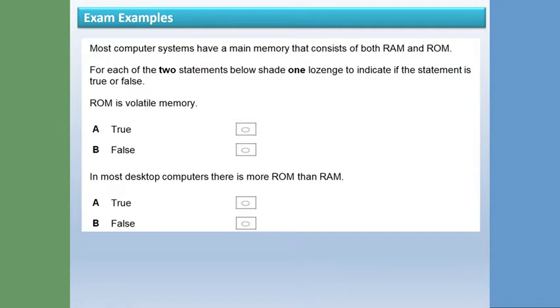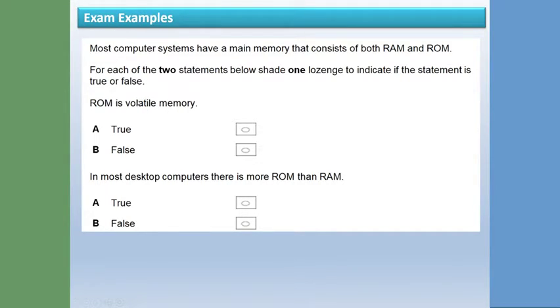This question is related to memory. Most computer systems have main memory. It consists of both RAM and ROM. For each of the two statements below, shade one lozenge to indicate if the statement is true or false. ROM is volatile. Remember what volatile means. If I turn the power off, okay, am I going to lose my data or not? So they're saying that ROM is volatile.